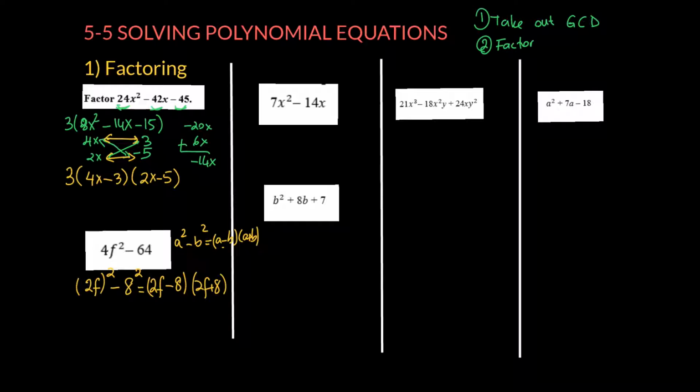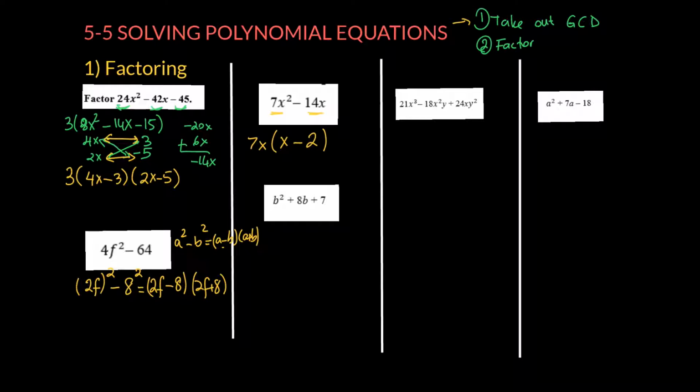Next one, 7x squared minus 14x. First step is take out the common number or terms from these two. Now I can take out 7x from each one of these. That's the greatest term that I can divide these by. The first one becomes x, and the second one becomes 2 times 7x is going to give me 14x. So this would be the answer. Let's move on to the next one.